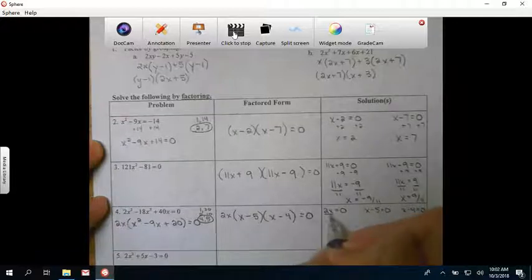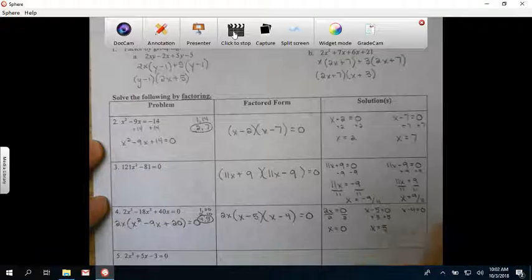So right here, if I divide by 2, that's still just going to give me 0. Right here, if I add my 5, and right here, if I add my 4, get rid of x. Okay, so those are my 3 solutions.